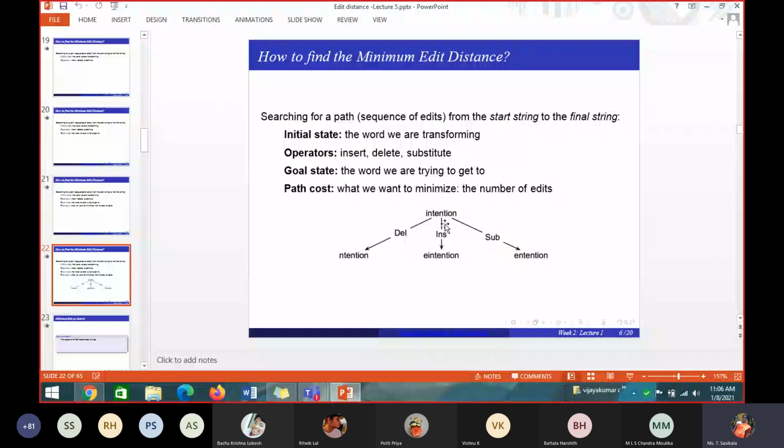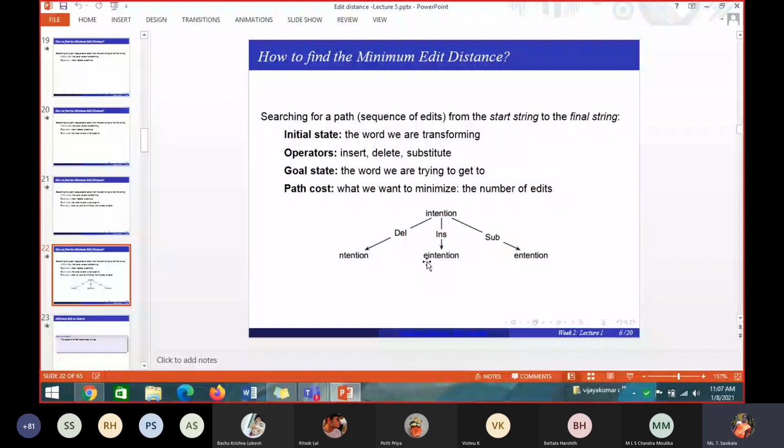Insert means I can insert a character. So if I am inserting E into intention, what will be my output? Inserting means I am adding one character. I have inserted a character E. Any character you can insert.